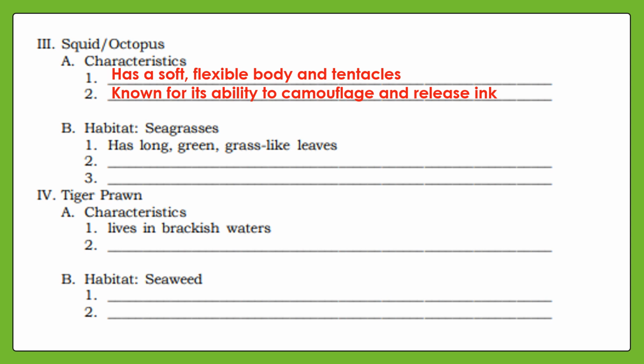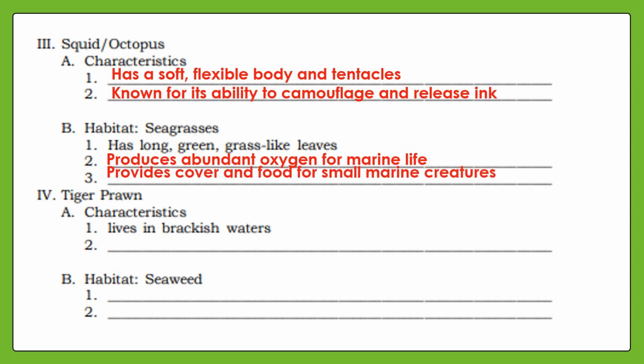B. Habitat, sea grasses. Number 1, has long green grass-like leaves. Number 2, produces abundant oxygen for marine life. Number 3, provides cover and food for small marine creatures.